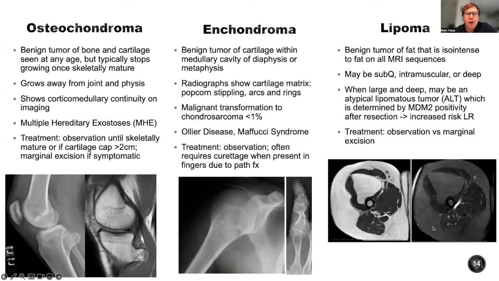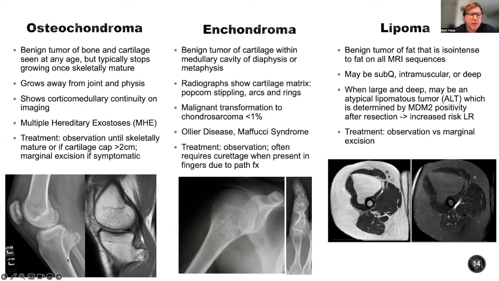So for the three most common that I think you'll see, I think it's worth knowing these points. Osteochondromas are benign bone and cartilage tumors. They can be seen at any age, but typically they stop growing once the skeleton matures, so you're mostly going to see these in patients with open growth plates. They grow away from the joint in the physis. And when you look at them on X-ray, or even on an MRI, you're going to see corticomedullary continuity.